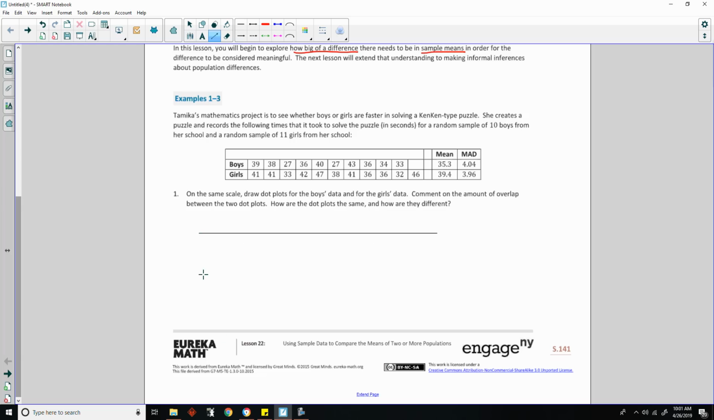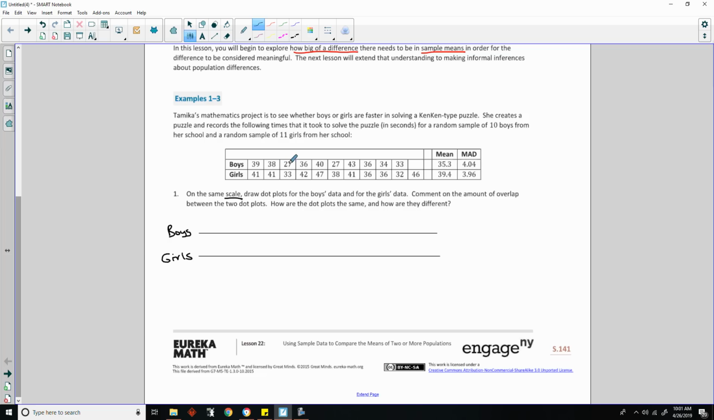So I'm going to draw a straight line here and draw a straight line here, and one is going to be boys and one is going to be girls. So there's the two dot plots. It says to do it on the same scale. Same scale.